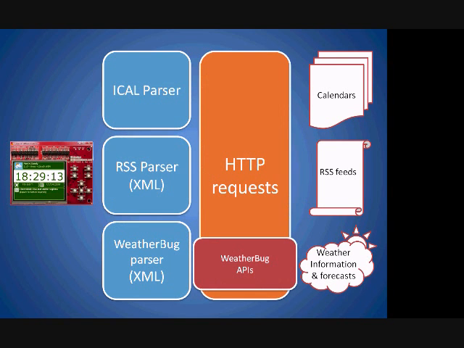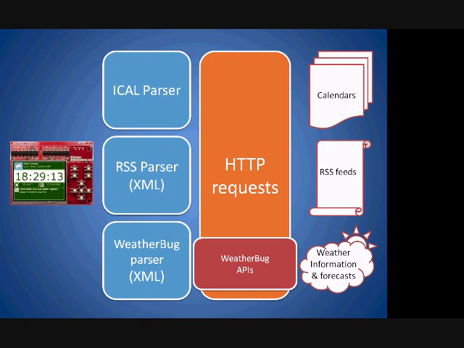This is the software scheme and it shows the kind of information this device retrieves. It retrieves calendars, RSS feeds, and weather information and forecasts. We got a parser for each type of information, a parser for the iCal format for the calendars, a parser for the RSS feed based on XML. It's a very simple parser, so we can parse both 1.0 and 2.0 feeds.